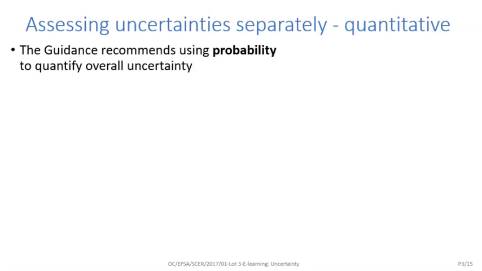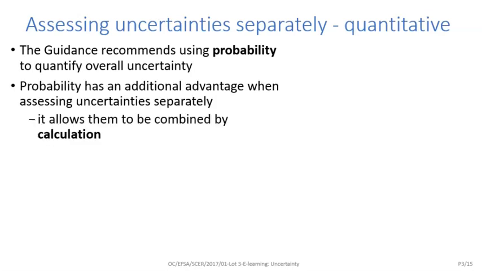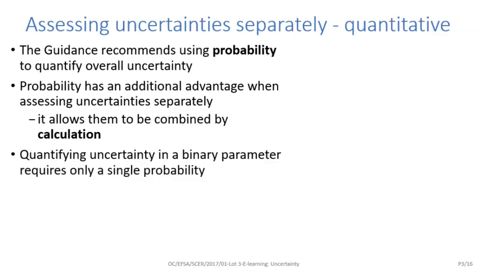Now let's look at the options for quantifying sources of uncertainty. The guidance recommends using probability to quantify uncertainty because it has defined meaning and avoids the ambiguity of qualitative expression, as I explained in the first presentation. Probability has an additional advantage when assessing uncertainties separately. It allows them to be combined by calculation.